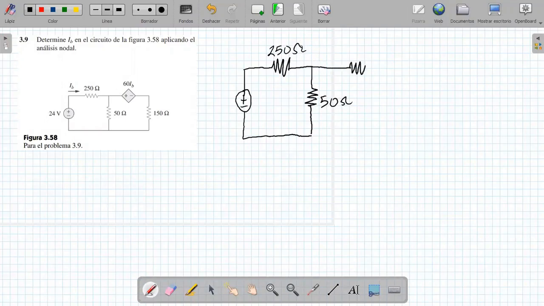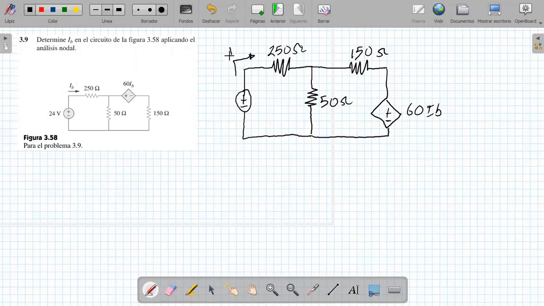And here I am going to put the resistance first, and here I'm going to put the current-controlled voltage source. And from here I'm going to put this as 150 ohms. And all of this is connected to this point. Let's observe. It tells me that this source depends on the current that circulates here, that is, the current IB.